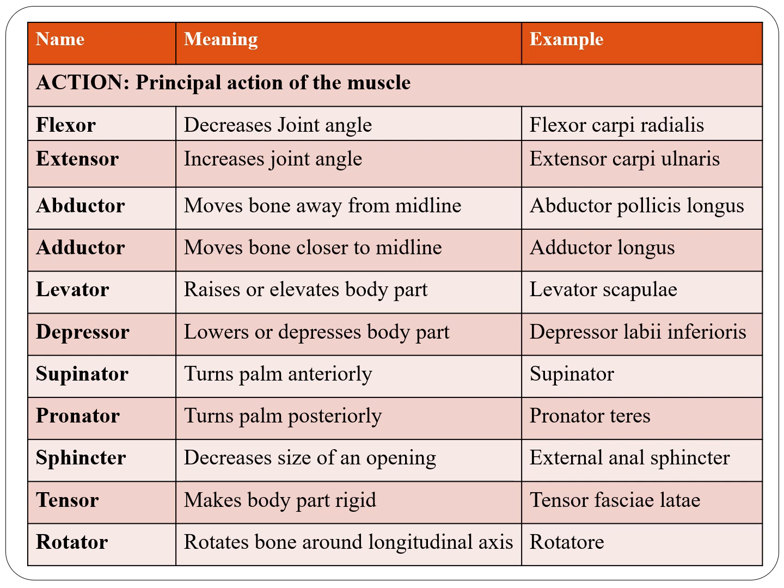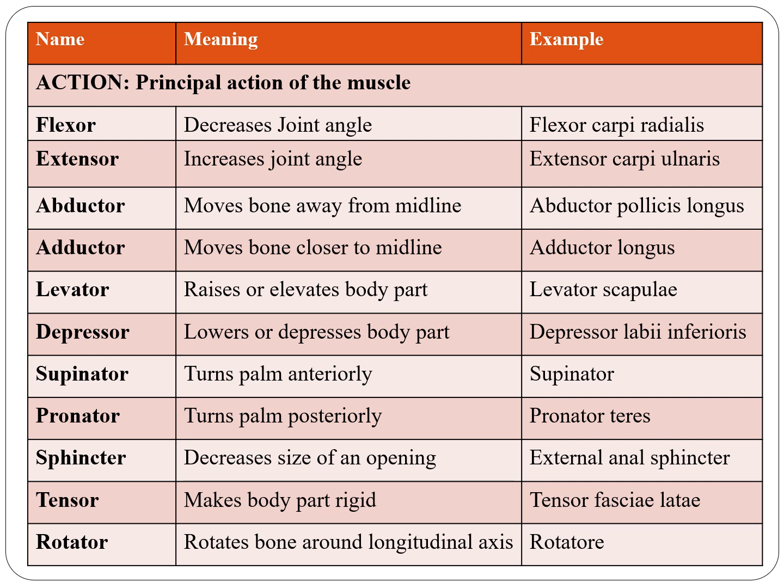Now, coming to the naming of the muscles based on their principal action. The first one is flexor. Flexor indicates flexion. Flexion is to decrease the angle. So flexor decreases the joint angle. Example of the muscle is flexor carpi radialis. The next is extensor. It increases the joint angle. The movement is extension. Example of the muscle is extensor carpi ulnaris.